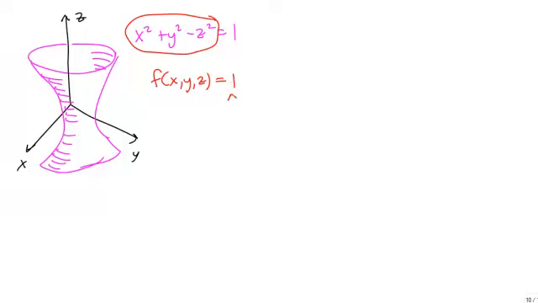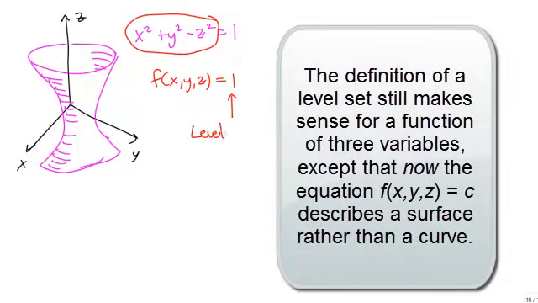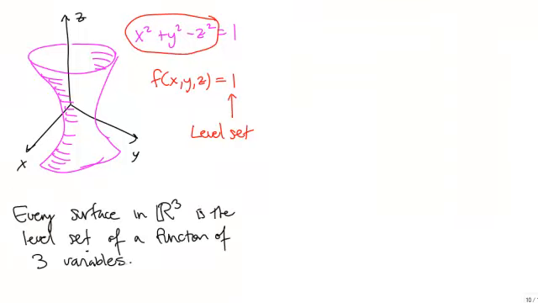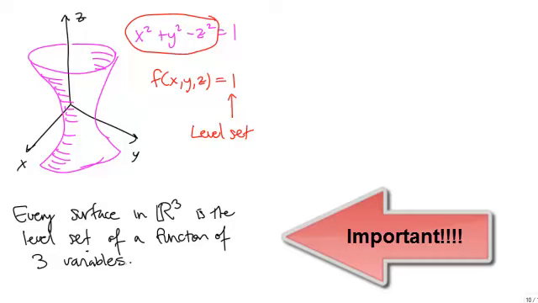But whenever you set a function equal to a constant, this is called a level set. And so what we've just shown is this: every surface in R3 can be written as the level set of a function of three variables.